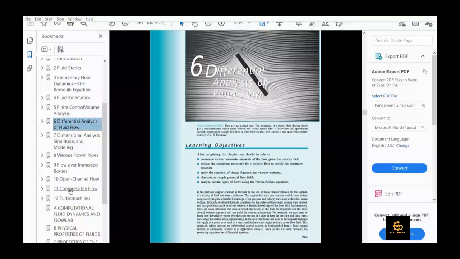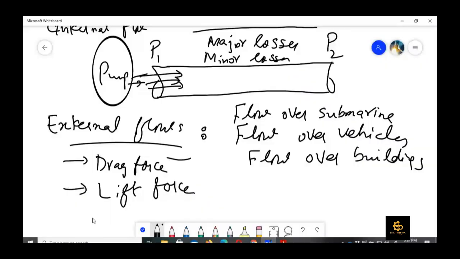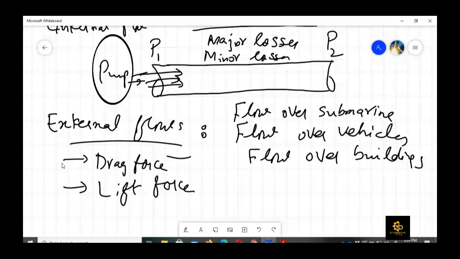But instead, we are going to move on to the most interesting topic for fluid mechanics, which is turbo machines. Because turbo machines is the major application area of fluid mechanics. So any turbo machine you can think of, anything turbo machine related, which you can think of. Sir, water pumps. Water pumps, excellent. Anything else?